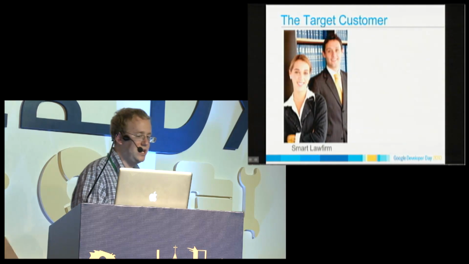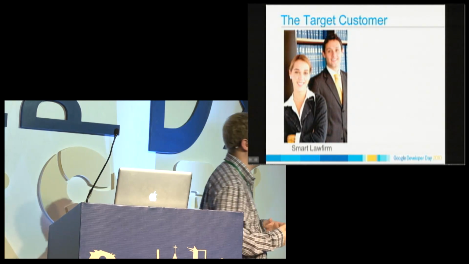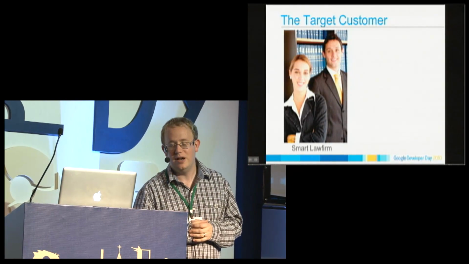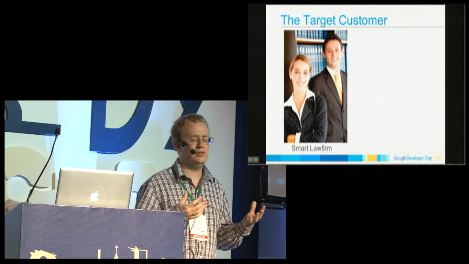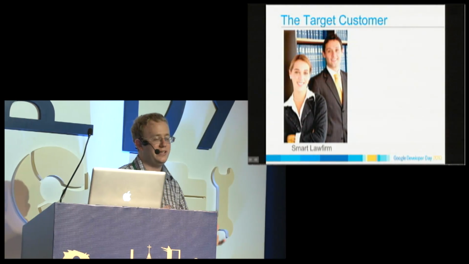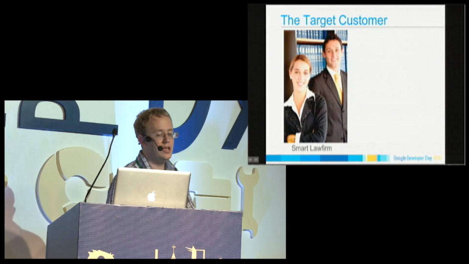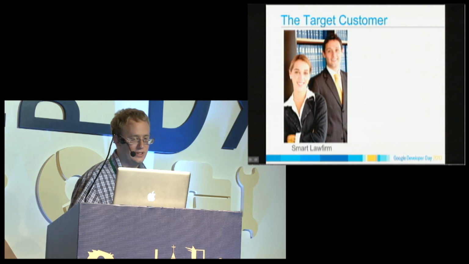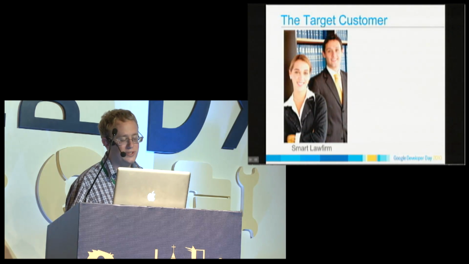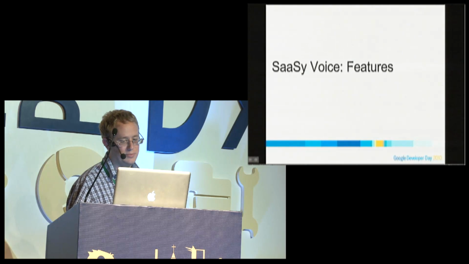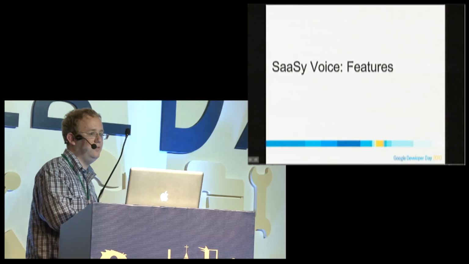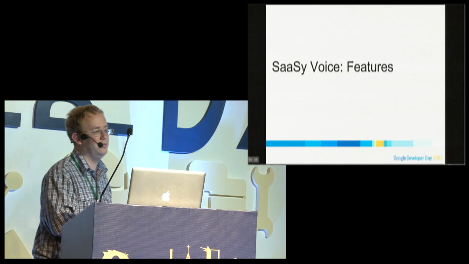The target customer of Sassy Voice is something like Smart Law Firm. Smart Law Firm is a fictitious small law firm that has a number of different employees, but they don't have an IT staff. They don't want to have to maintain an IT staff, and they want to have all their services in the cloud. So we're going to be using both Sassy Voice and Smart Law Firm in these examples. First I want to talk about the features of Sassy Voice before it was integrated with Google Apps.